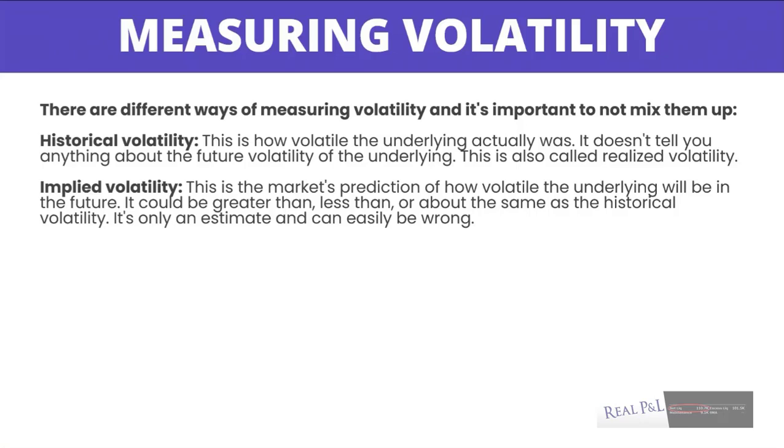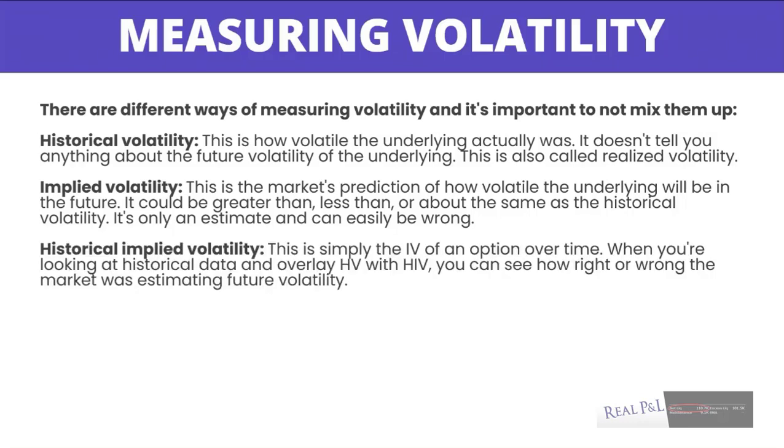It's only an estimate and it can easily be wrong. Historical implied volatility. Now this is simply the implied volatility of an option over time. So when you're looking at the historical data and overlay the historical volatility with the historical implied volatility, you can see how right or wrong the market was in estimating the future volatility.